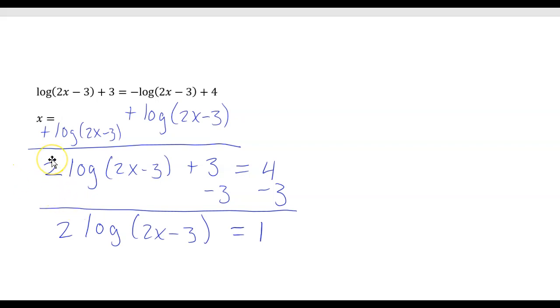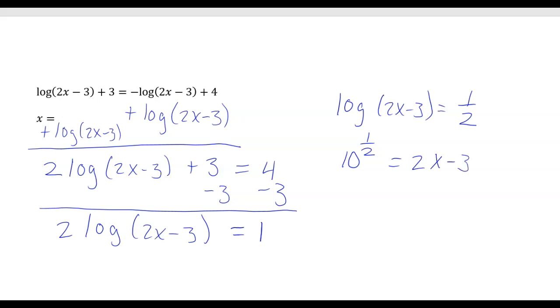The next thing that you want to consider doing is either dividing both sides by the 2 or pulling the 2 in as a power on top of the answer part. It can be done either way. If we think about dividing both sides by 2, this will give me the log of 2x minus 3 equal to 1/2. Now I need to switch and use exponential form. It's log, so the base is 10. It's being raised to the 1/2 power, which is a square root, and it equals 2x minus 3.